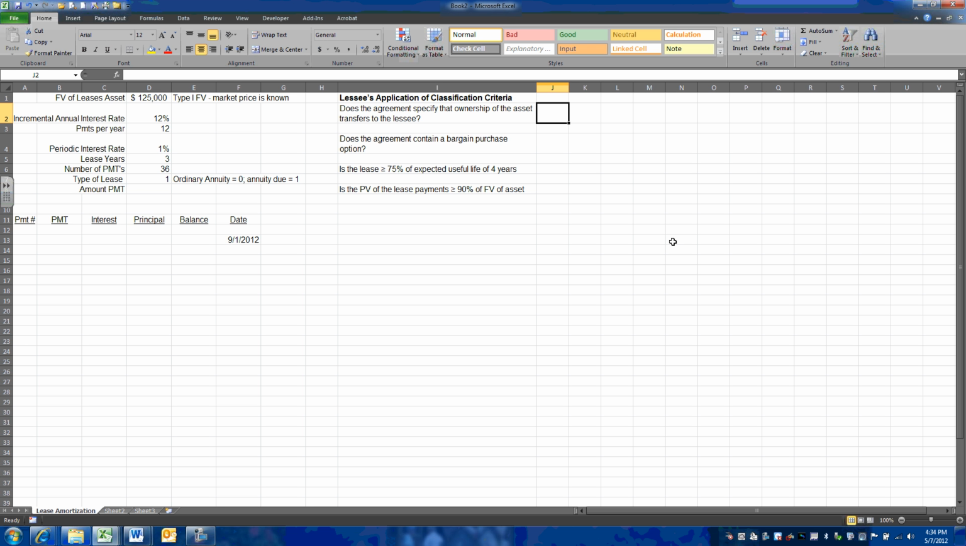So GAAP has four questions. The first says, does the agreement specify that ownership of the asset transfers to the lessee at the end of the lease? And in this case, the answer is no. Next, GAAP asks, is there a bargain purchase option? A bargain purchase option is when at the end of the lease term, the lessee can purchase the leased asset at a price that is below the expected market rate. Here, there is no bargain purchase option.